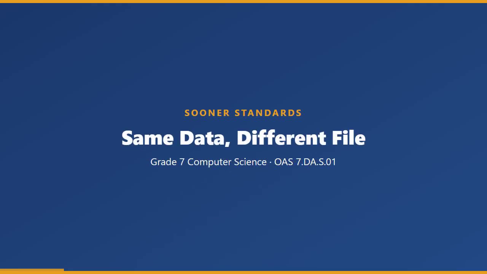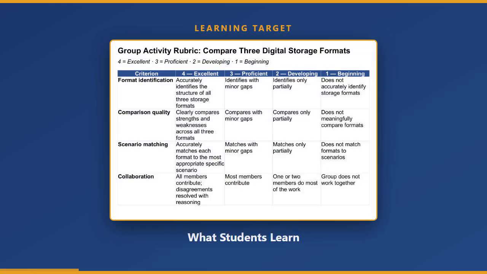From Sooner Standards, comparing how digital files store the same data, a complete grade 7 computer science unit for Oklahoma Standard 7.DA.S.01. Students learn to create and compare multiple digital storage formats like a plain text file, a spreadsheet, and a database for the exact same data.